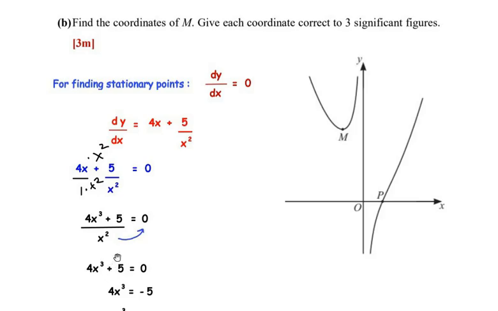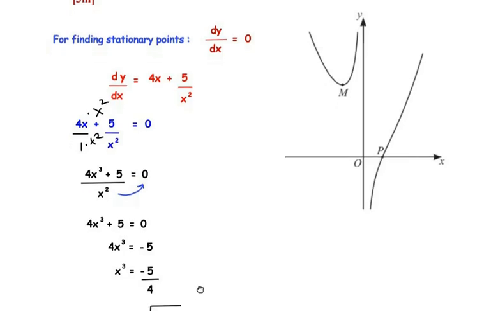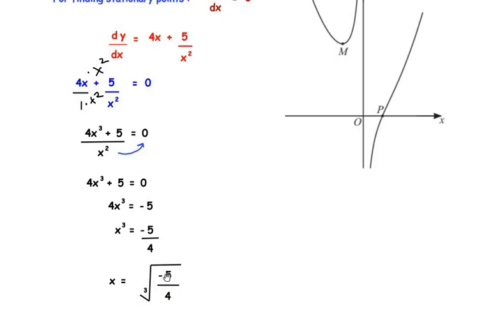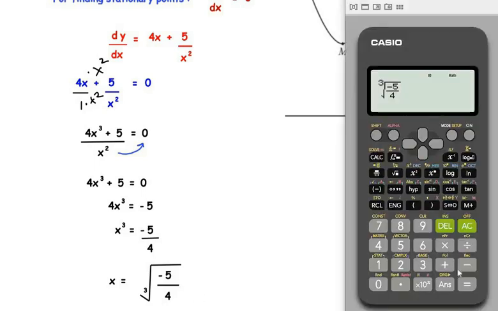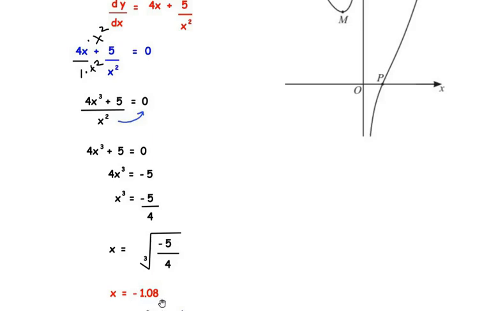Now let us take positive 5 to the other side of the equal sign. So we get 4x cubed is equal to negative 5. Now dividing both sides by 4, we get x cubed is equal to negative 5 over 4. Now taking the cube root on the other side of the equal sign, we get x is equal to the cube root of negative 5 over 4. So let us see what value this gives us. This is going to give us the value as negative 1.0772. Now since we have been asked to give the coordinates to 3 significant figures, we are going to round this number as negative 1.08. So here we have written x is equal to negative 1.08.